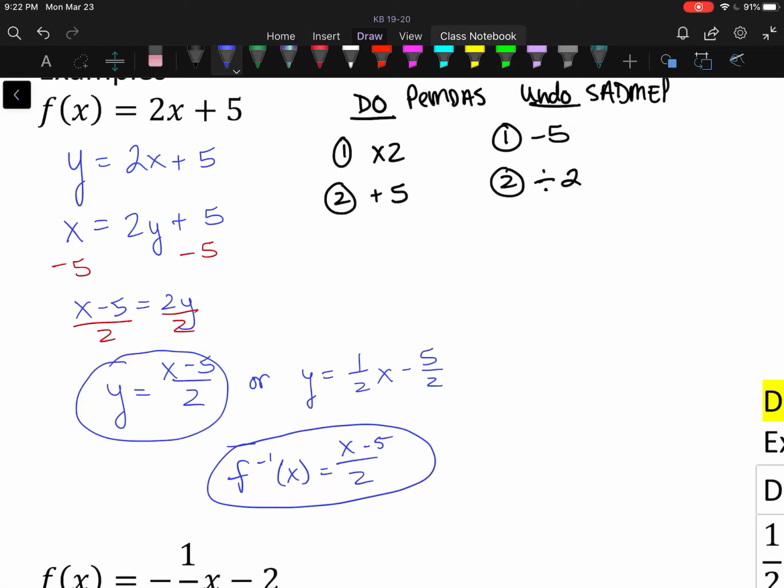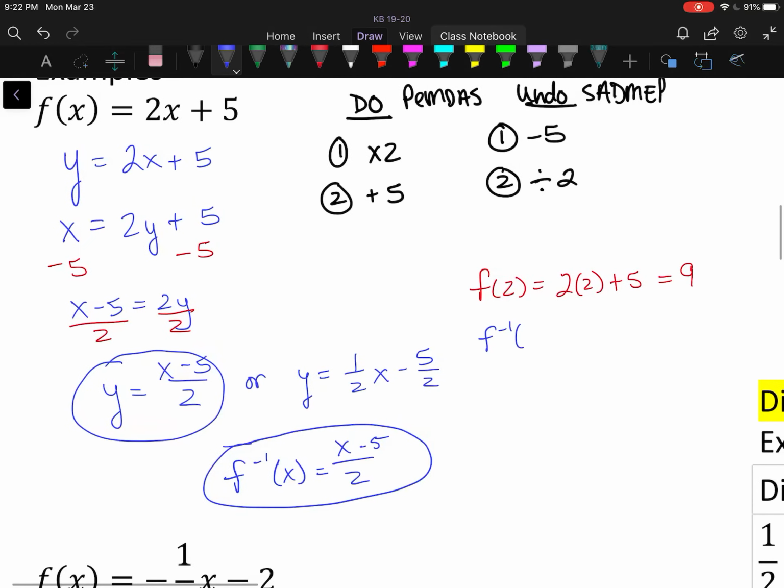Now, a little test that you could do to verify that this is actually the inverse, if you're wanting to check yourself, is to just pick a number to plug into your original equation. So originally, if I substituted a 2 in, 2 times 2 plus 5 would equal 9. So if our inverse equation, in fact, is an inverse, then I ought to be able to plug a 9 in and have a 2 come back out.